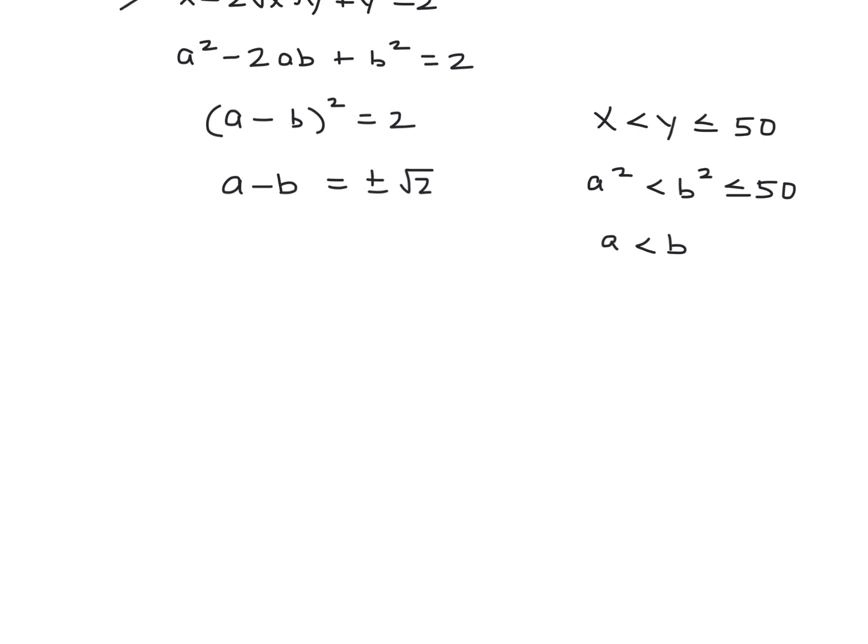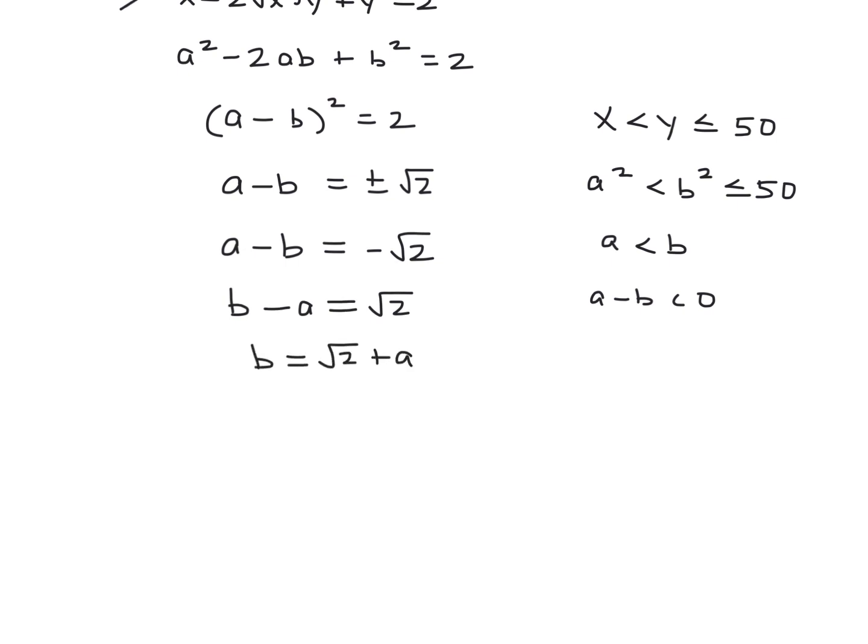Okay, so now we got that. Let's move forward here. So far, so good. And so since a is less than b, that means a minus b would be less than 0. So that means a minus b has got to be the negative guy. Yeah. Okay. And then I'm going to just switch this around to get rid of the negative. So b minus a is root 2. So that means b is equal to root 2 plus a. Okay, well, finally we got one variable in terms of the other.